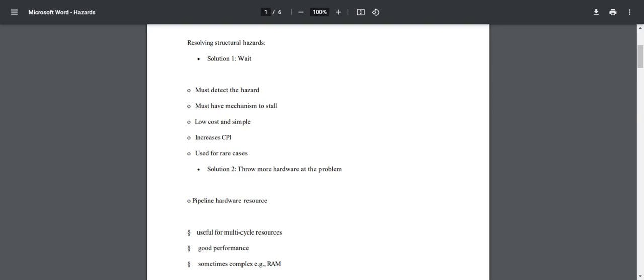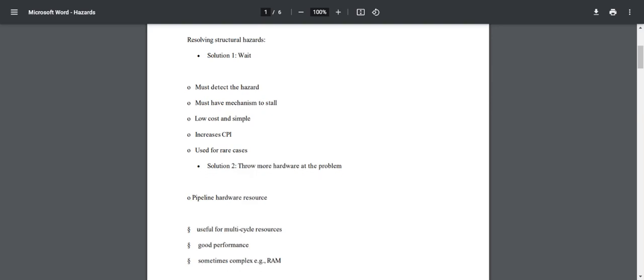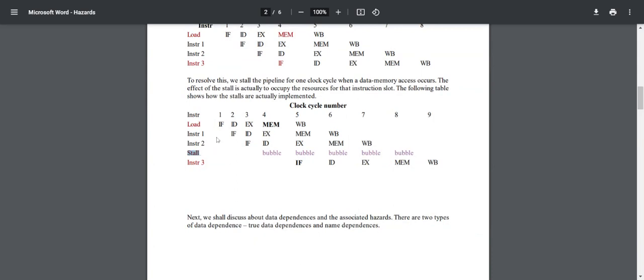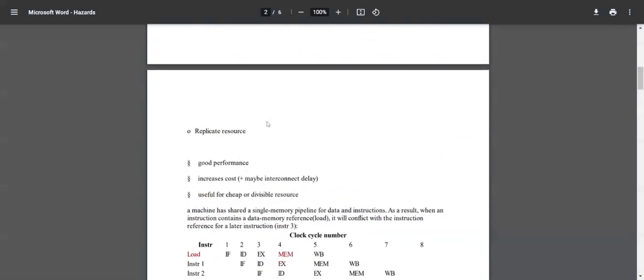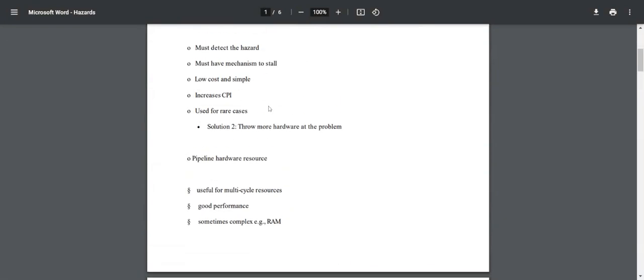Solution 2, you can use more hardware at the problem, right? So obviously if you can use more hardware, if you can recall our assumption, we have assumed that we have a single piece of memory location available here. Now if you have more than one piece of memory location beforehand, this kind of situation shouldn't have occurred, right? So you can use more hardware resources and pipeline those hardware resources as well.